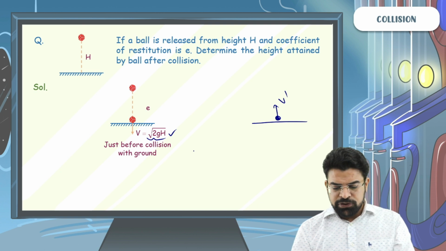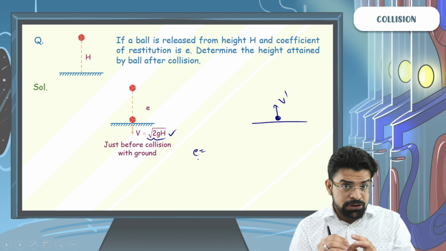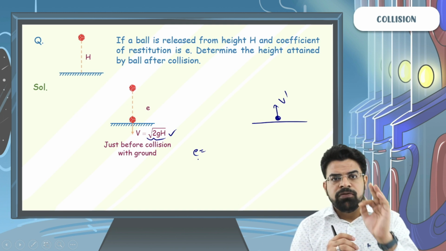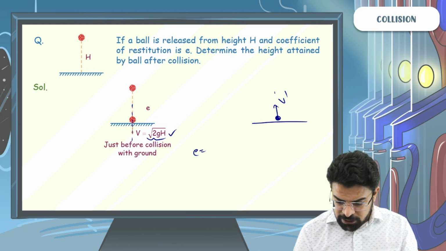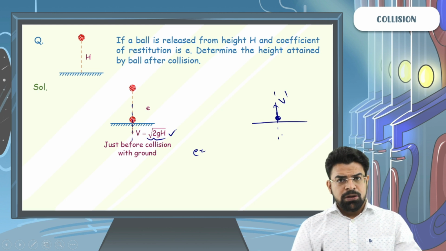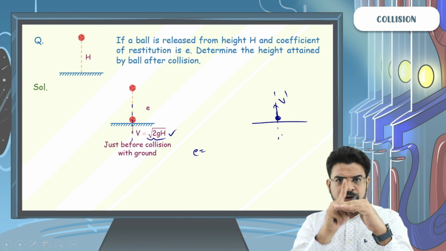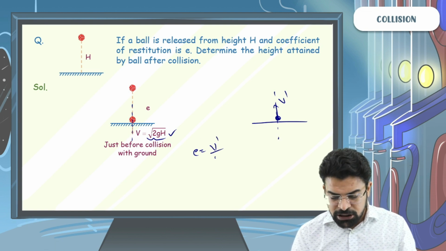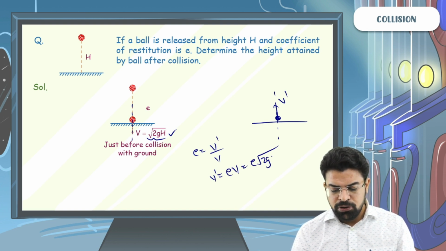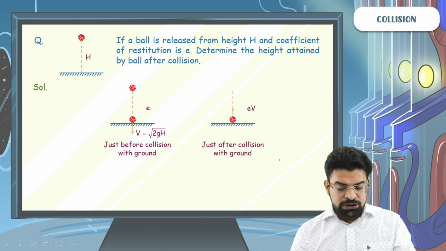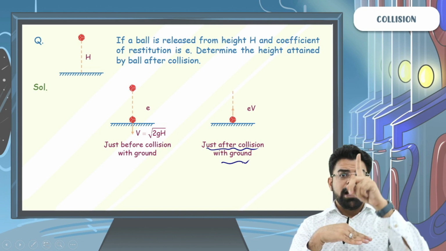We have learned that coefficient of restitution is velocity of separation upon velocity of approach, given that velocity of separation and velocity of approach are taken along the line of impact. For this particular collision with ground, the line of impact will be the vertical line. So the ball has entire velocity vertically downward, root 2gh before collision and v dash upward after the collision. So you will say e equals v dash upon v, or v dash equals ev. That can be written as e times root 2gh. So just after the collision, if the ball hits with a speed v, we know that it will go back up with a speed ev.